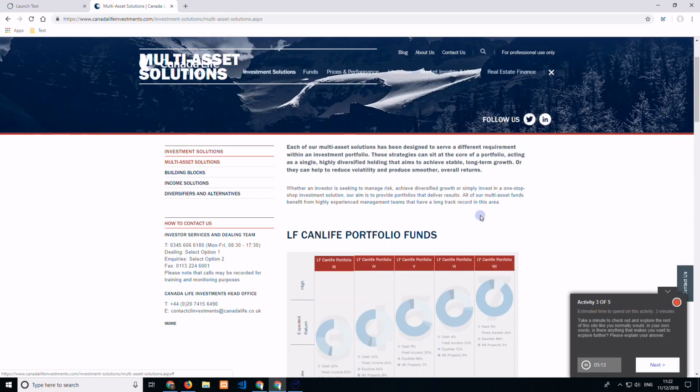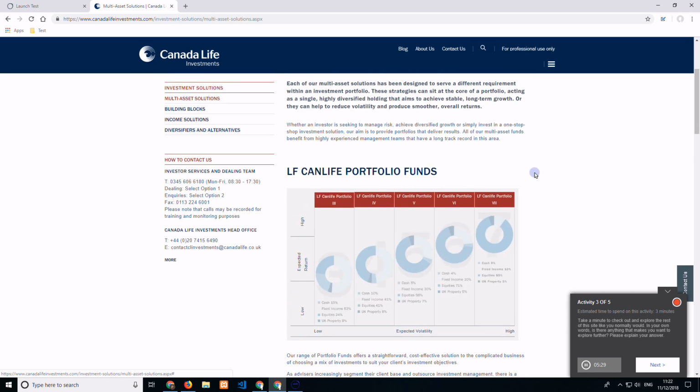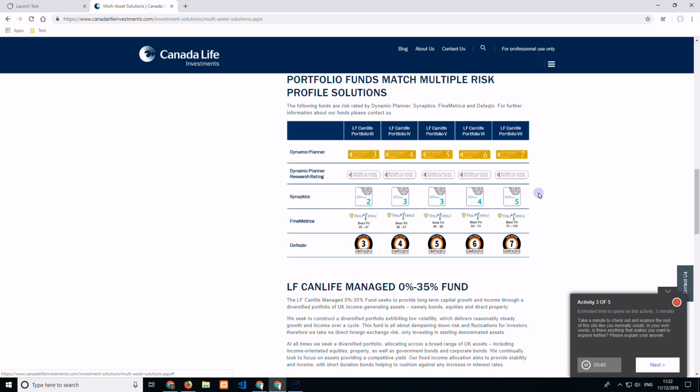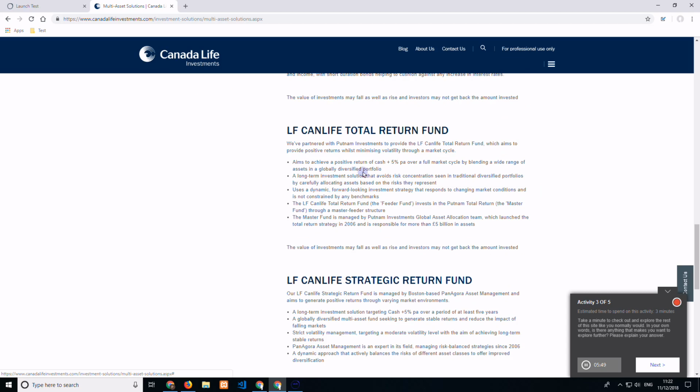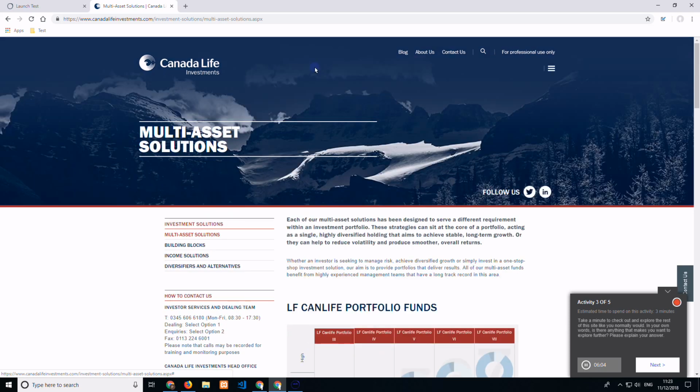Multi-asset solutions. So just reading the top bit here. Yes, okay, so they're offering pretty much what I thought it was offering. And obviously there's a manager who manages it for you. I don't know how much the fees are for this sort of thing. So they aim to achieve a positive return of cash plus 5% per annum, I presume, over a full market cycle. I'm not sure what a full market cycle is, but that's fine. So, that menu, I don't understand why that can't just stay there. That's very frustrating.